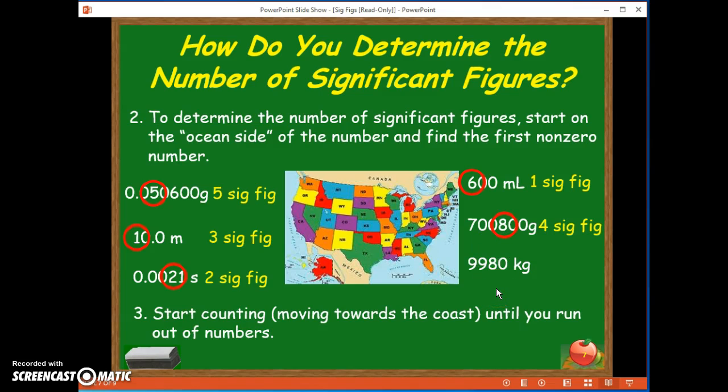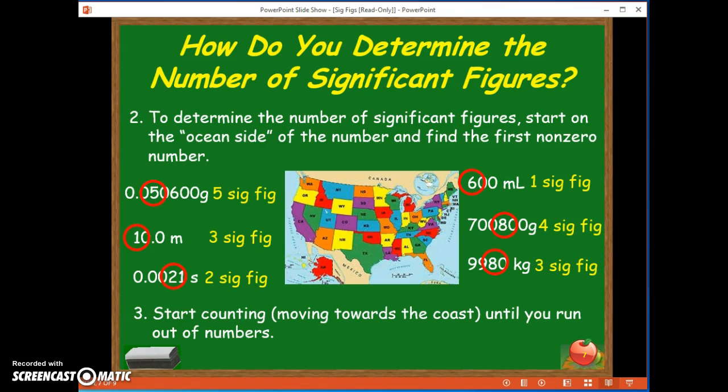For this last one, 9,980 kilograms, again, we're going to count from the right, so watch my cursor. The first non-zero I see is 8, so everything after that to the left counts. 1, 2, 3 significant figures. That's essentially all significant figures is.